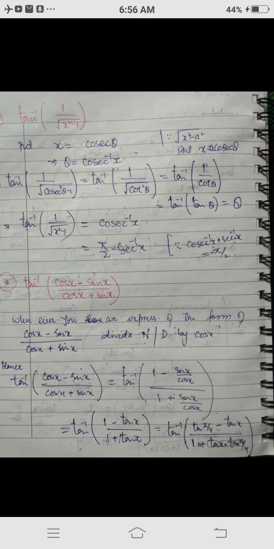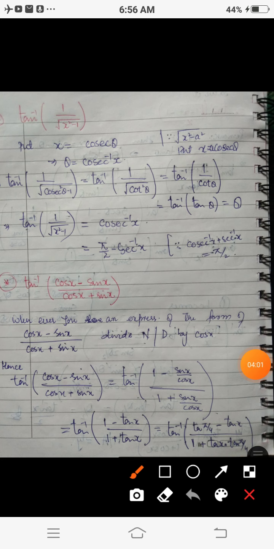Now another problem is to solve tan inverse 1 upon root of x square minus 1. Always, if you have root x square minus a square, put x equals a sec theta. Here a equals 1, so we put x equals sec theta, which implies that theta equals sec inverse x.